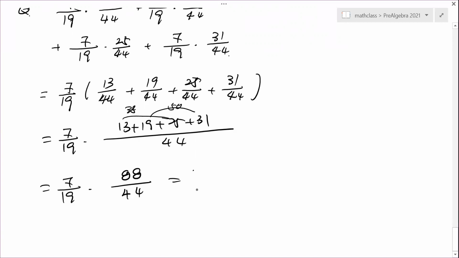So that's why 7 over 19 times 2. Then 7 times 2 is going to be 14. 14 over 19, that is the answer. I don't know whether you got the same answer or not. It's not easy, right? But that should be the answer. So you have to look at all the terms before you take a step. Okay?